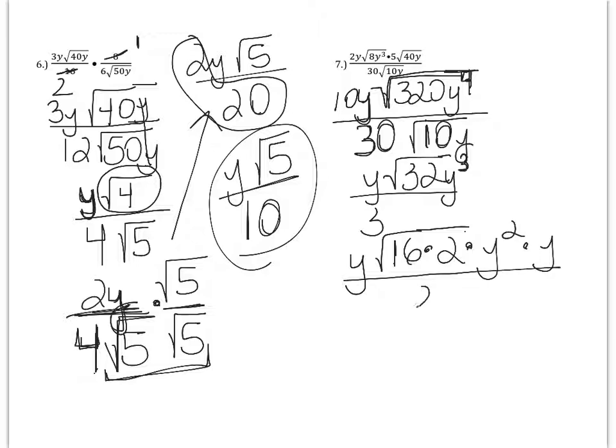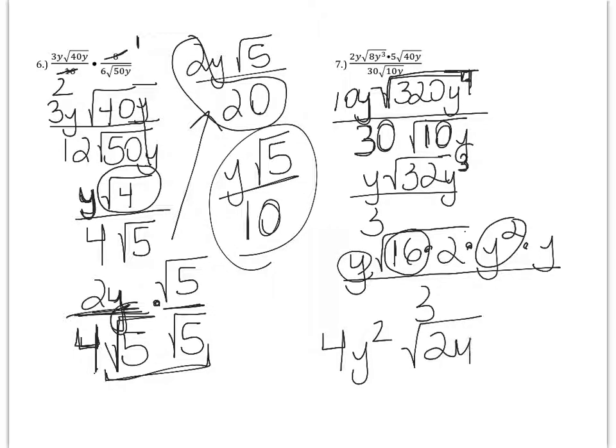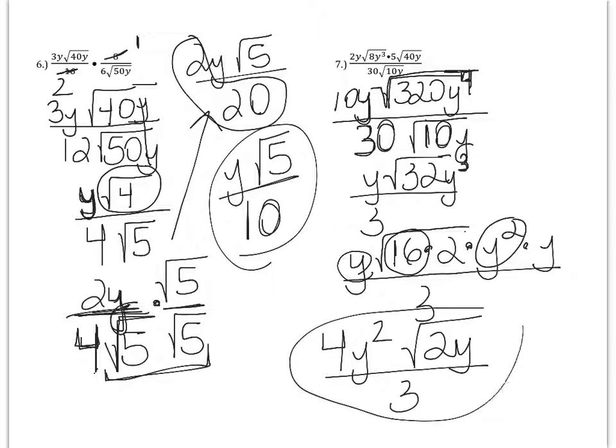And now I'm going to pull out my perfect squares. So the square root of 16, the square root of y squared, all of those are perfect squares that can come out. So the square root of 16 is 4. The square root of y squared is y, but there's another y out here, so I'm going to make it 4y squared out here. The square root of 2y on the inside, the whole thing over 3. And I'm finished with that problem.